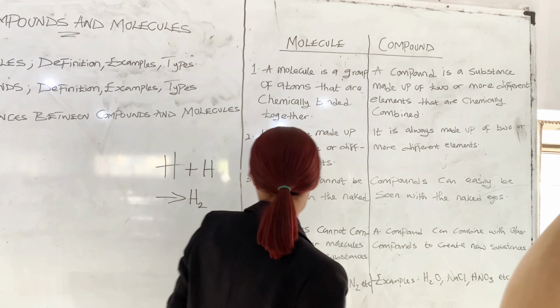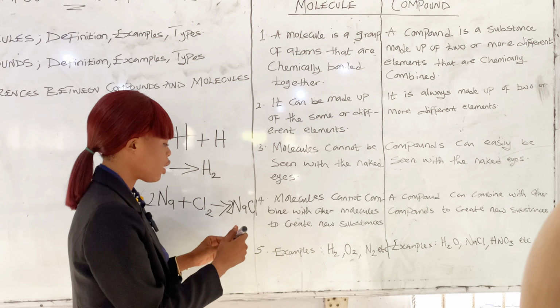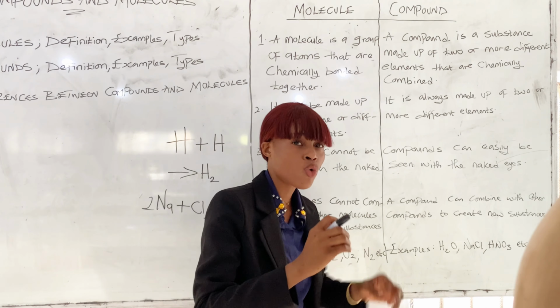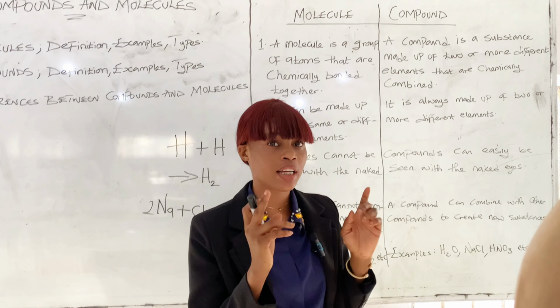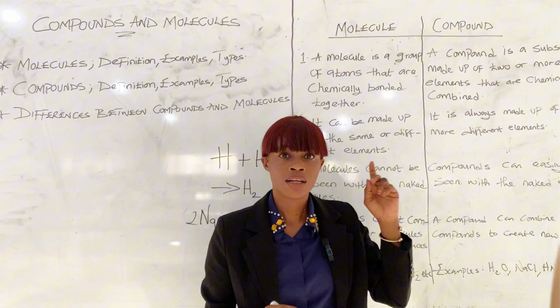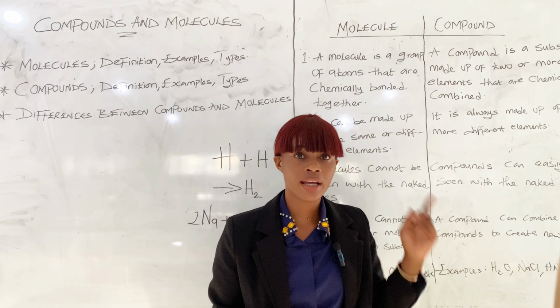Now, bear in mind, although we're not talking about balancing of chemical equations here, just take note of this. The compound formed when sodium reacts with chlorine is NaCl. So a compound is formed when two or more different elements combine. For molecules, it is the same element that is being chemically bonded together: hydrogen, hydrogen, nitrogen, nitrogen, chlorine, chlorine, the same element. But for compounds, it is two or more different types of elements.